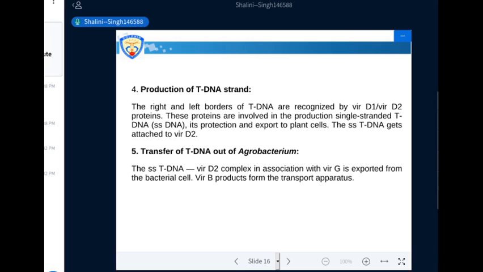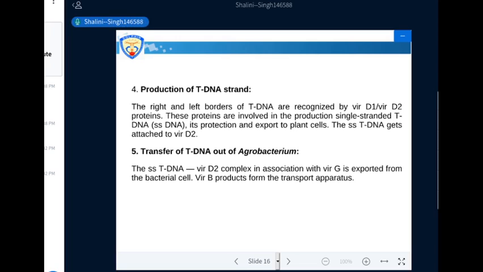Next is production of the T-DNA strand. The right and left borders of T-DNA are recognized by VirD1 or VirD2 proteins. These proteins are involved in the production of single-stranded T-DNA. Its protection and export to the plant cell: single-stranded T-DNA gets attached to VirD2.